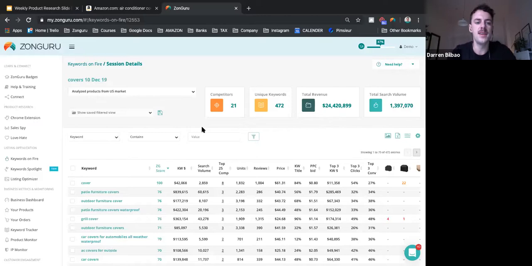So we can see for the word covers, we have 21 competitors that we've dragged in data for. And for those 21 competitors, they have 472 keywords. And those keywords all generate a total of $24 million per month in revenue. So every time someone types in one of these 472 keywords down here, all the sales that have come up for those keywords have in total generated $24.5 million worth of revenue in the last 30 days, and 1.4 million searches.